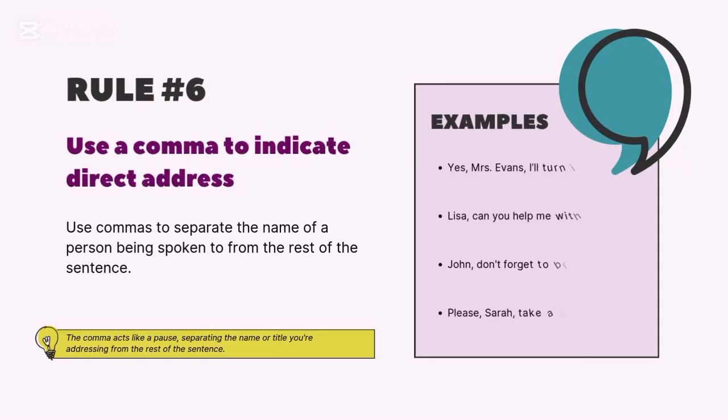Rule 6. Use a comma to indicate direct address. Use a comma to separate the name of a person being spoken to from the rest of the sentence. Its examples are also shown.